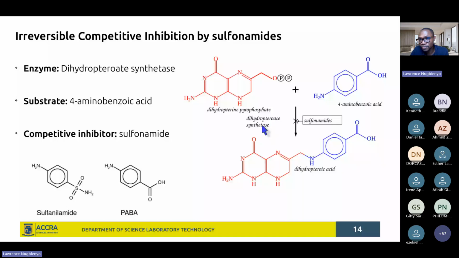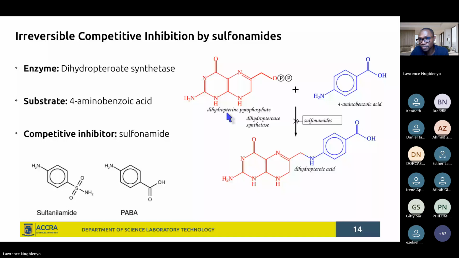It means that when these sulfonamides are administered, they go in there and prevent the first reaction of the synthesis of folic acid, which is needed for bacterial cell growth. So if the bacteria is not able to synthesize these folic acids, obviously it will result in bacterial cell death.